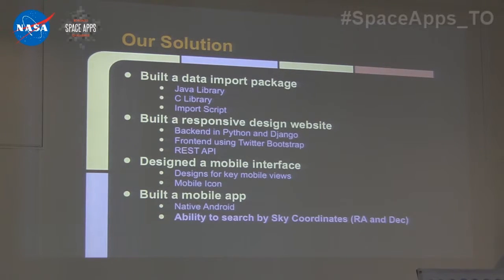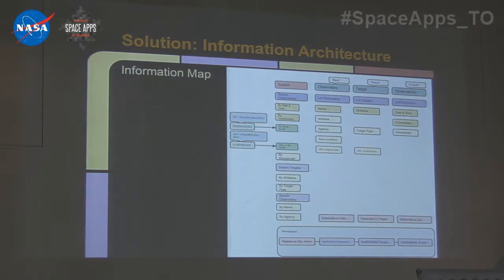We built a website using Python and Django. We also built a REST API. We designed a mobile interface, and we built a mobile app. One of the really interesting things, and I'll show you guys, is that we're able to search by sky coordinates. One of the first things we did was map out the data that we were dealing with.